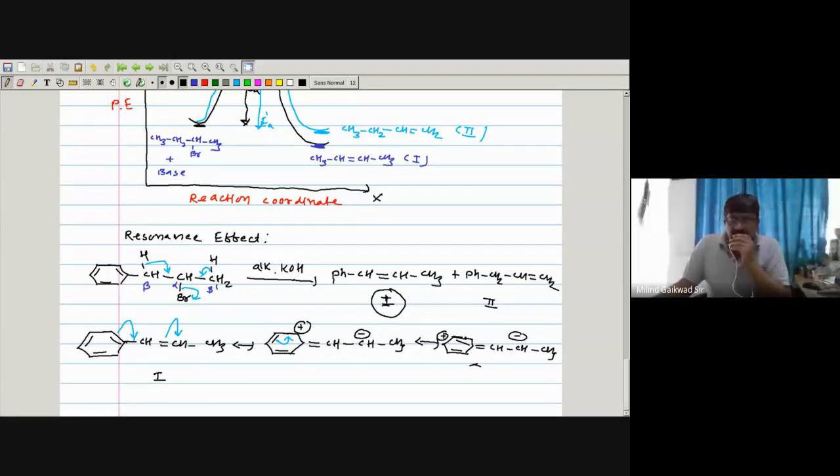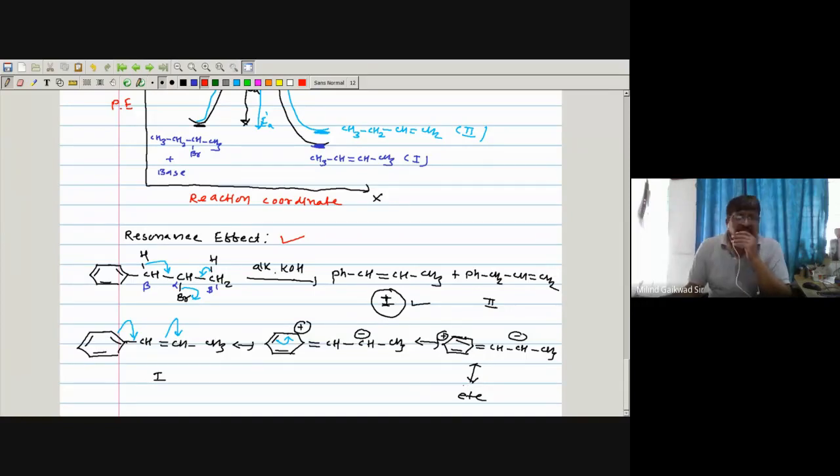Similarly, you can write another example. Right? So the compound number one is further stabilized by the resonance, right? So if the compound is further stabilized by the resonance, then it also gives a corresponding more stable compound. Why is the second compound not formed as major? Because in the second compound, the phenyl nucleus is not in conjugation with the carbon-carbon double bond.